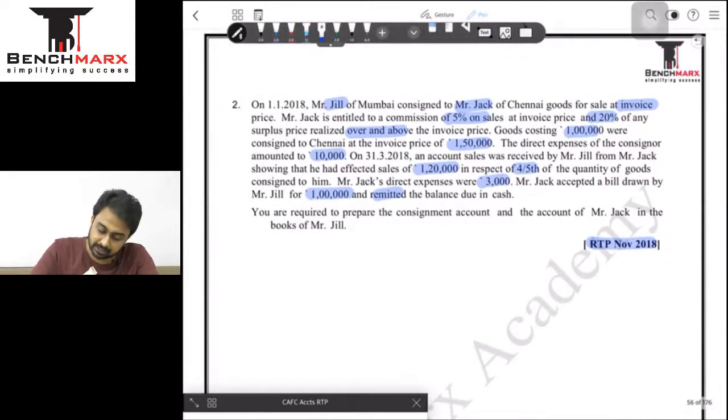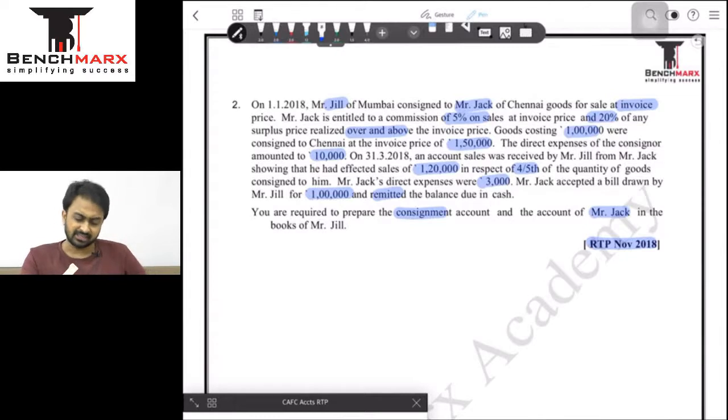Prepare consignment account and consignee account in the books of Jill, that is the consignor. So pretty straightforward sum, just that here it says 4/5 of the goods have been sold, which means 1/5 is closing stock.